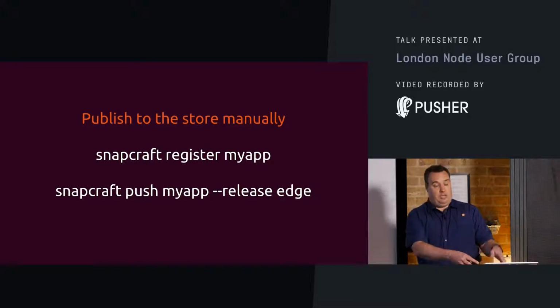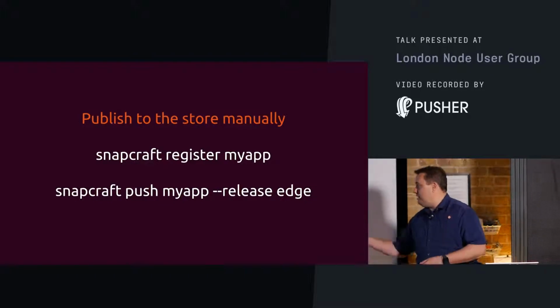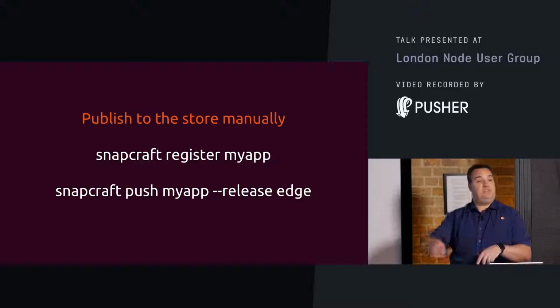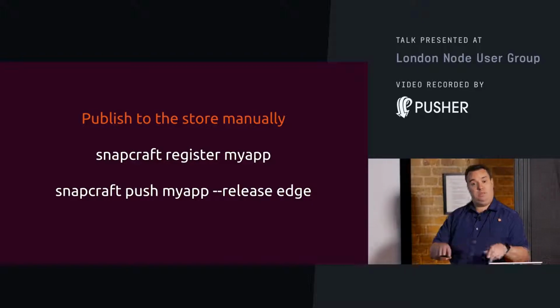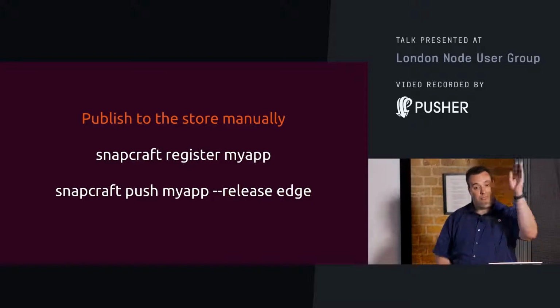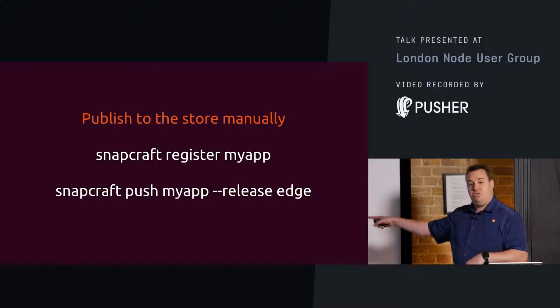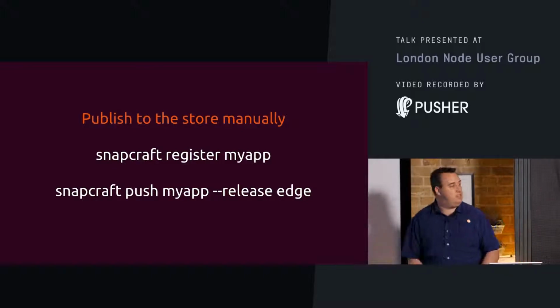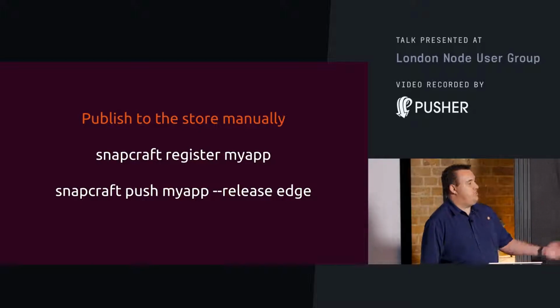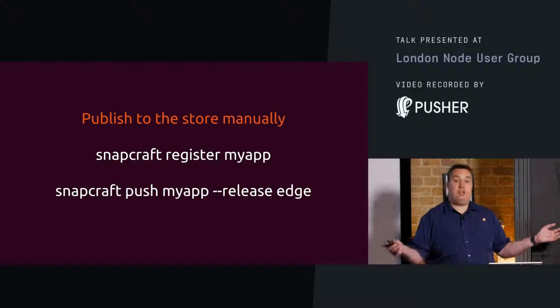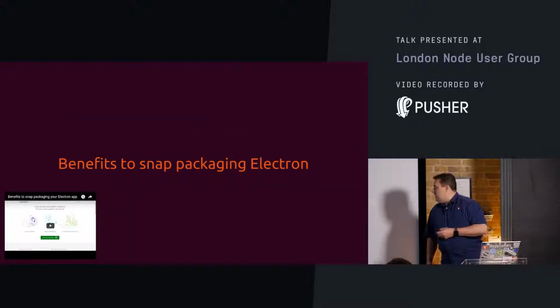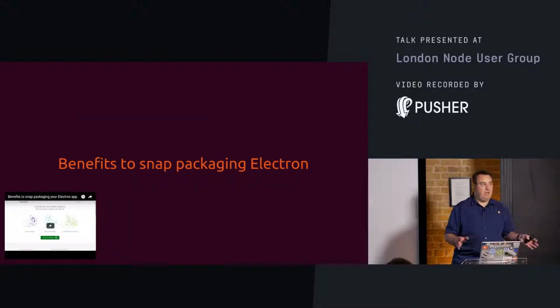If you do build locally, you can publish to the store manually. You use Snapcraft to register the name of your application, My App, and then after you've built a snap, just by running snapcraft, it will build. You can then push your application, and in this case, I'm pushing it to the Edge channel because it's off the tip of Git. I don't want to push it straight to stable. I can then have the QA team run their integration tests from Edge. So that's doing it with Node, and now we're going to come on to Electron.